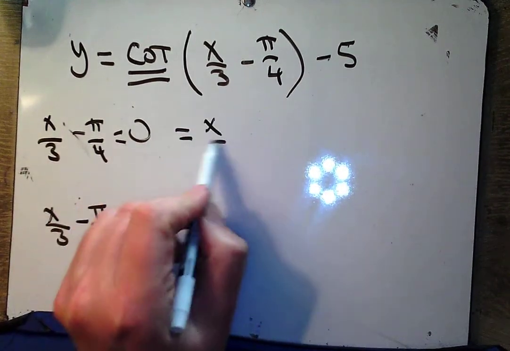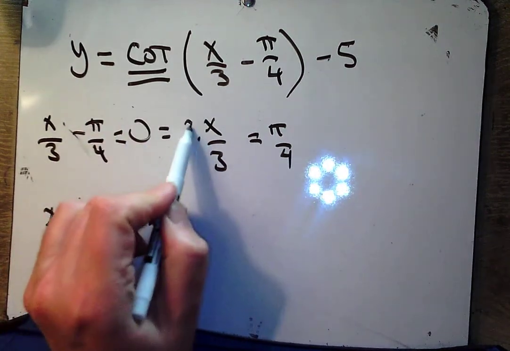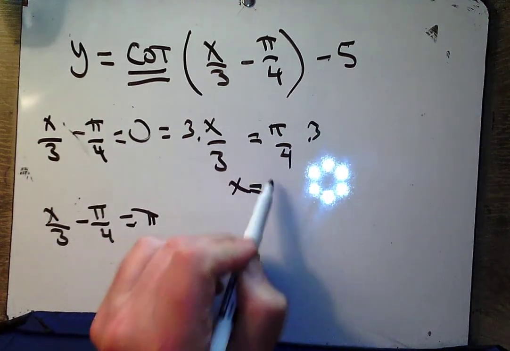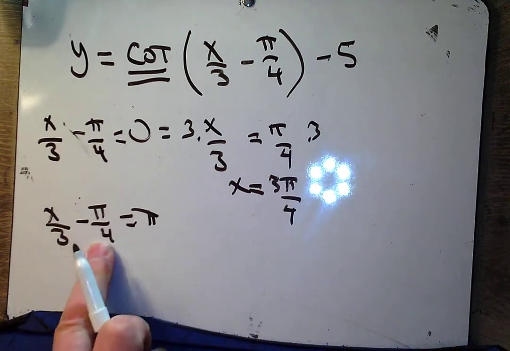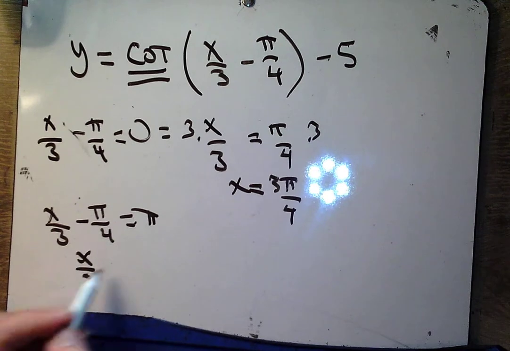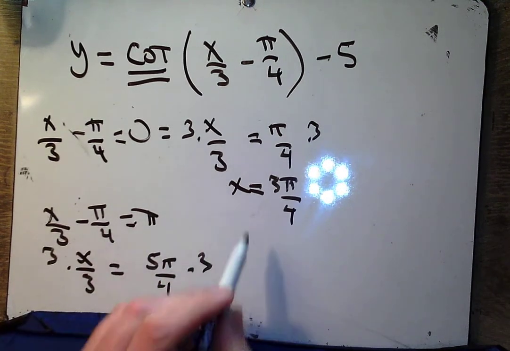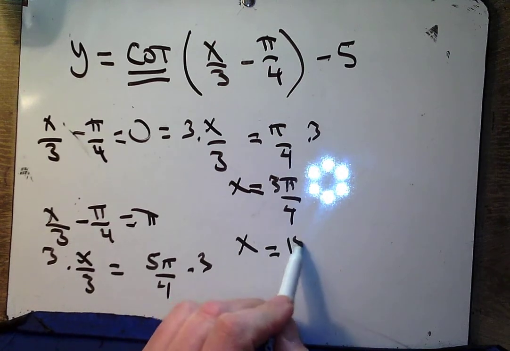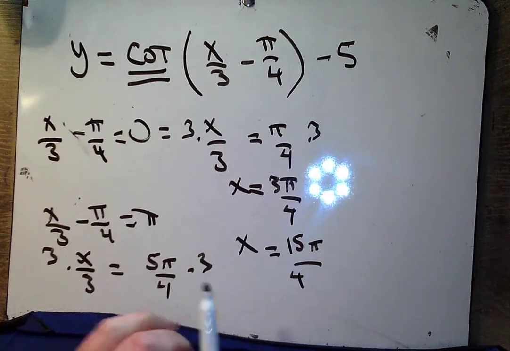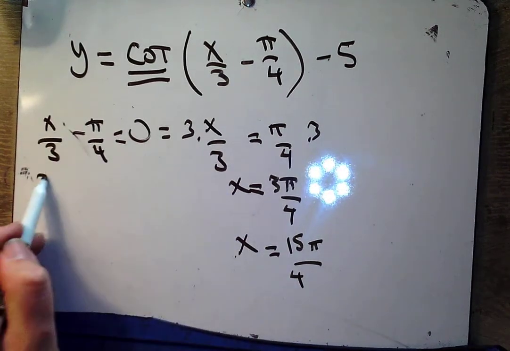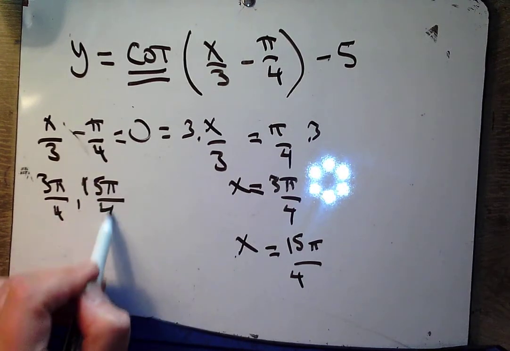Okay, so I solve. That's going to give me x over 3 equals pi over 4. And if I multiply both sides by 3, I get x equals 3 pi over 4. Here's 4 pi over 4 plus 1 pi over 4. It's going to be 5 pi over 4. And so we get x equals 15 pi over 4. So these are where my vertical asymptotes are going to be. Great. 3 pi over 4, and we have 15 pi over 4.